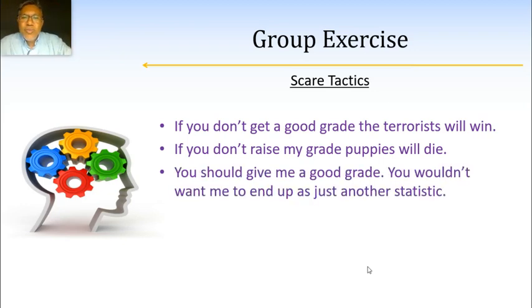Scare tactic. You should give me a good grade. You wouldn't want me to end up as just another statistic. If you're not familiar with this phrase, end up as just another statistic, it often refers to people who die prematurely, who have a short life, things of that nature. So the student is trying to scare the teacher, saying, "Hey, my life will be ruined, and that's a scary thought. So please give me a good grade." Okay. Again, it's not an actual reason, right? Because there's nothing relating this particular grade to a shortened life for the student. So it's a fallacy. And hopefully these all make sense, that they're all examples of scare tactics.